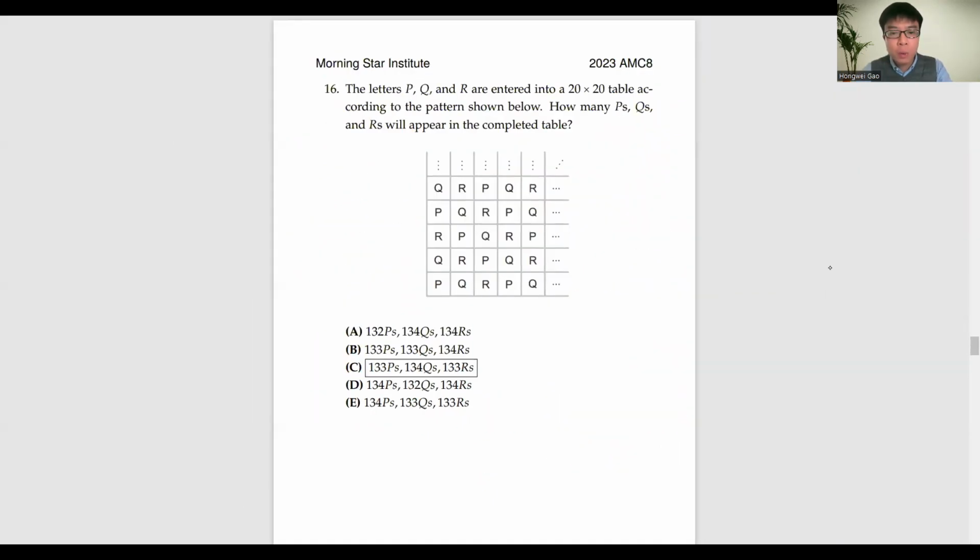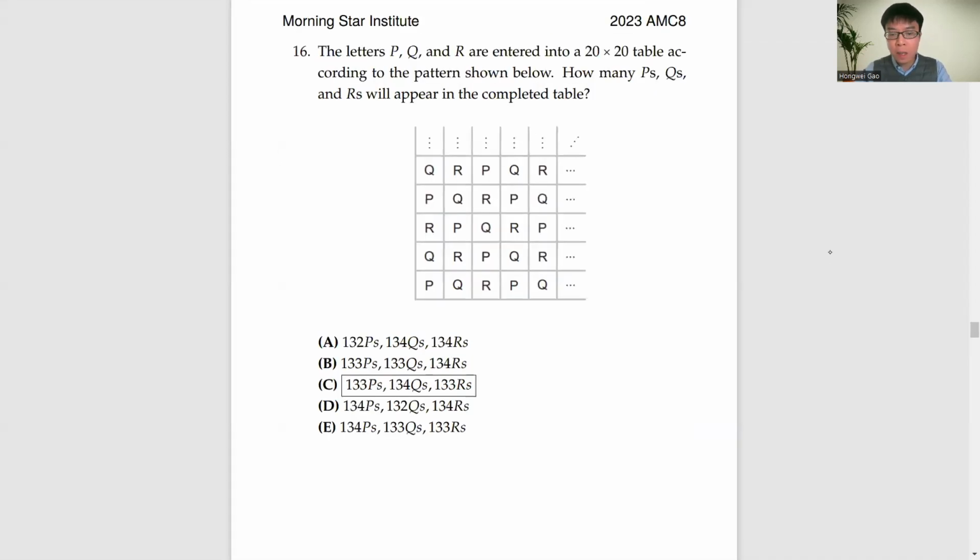Question 16. The letters P, Q, and R are entered into a 20 by 20 table according to the following pattern. How many P's, Q's, and R's are in the table? Now, according to the pattern, we see that the same letters are arranged diagonally. For example, P, this one P, Q, 2 Qs, R, 3 Rs. Next, P, 4 Ps, Q, 5 Qs. And we will see there will be 6 Rs following this pattern.